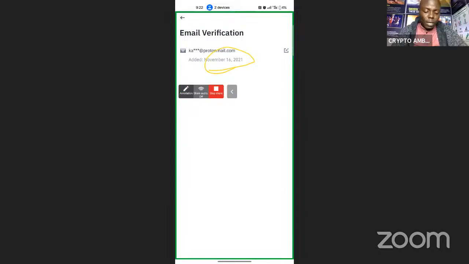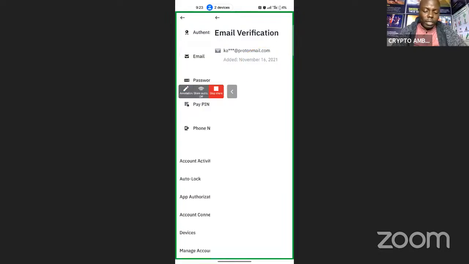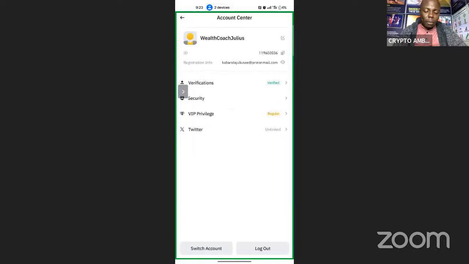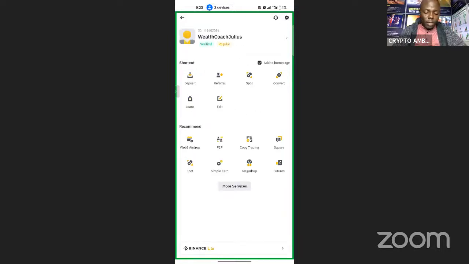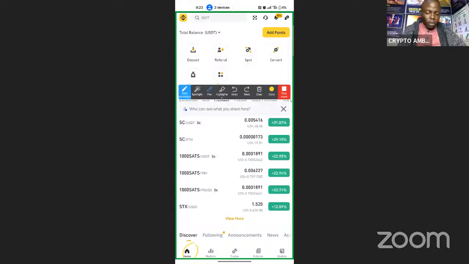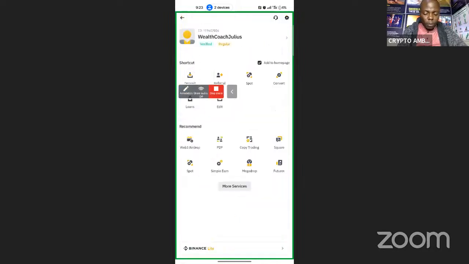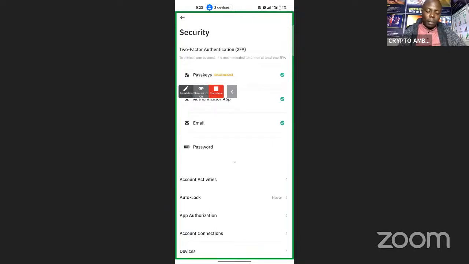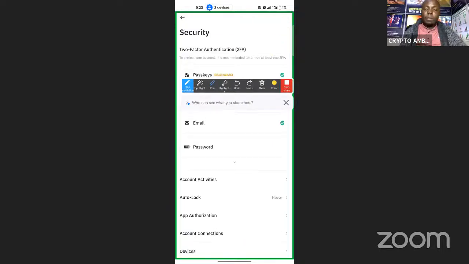So the steps are very simple. Create the email, that's the first step. I'll use Binance as an example. This will save you from phishing attacks. Make sure you tap on home, then tap on the Binance icon above, then tap on this arrow here. Then you come on security, then you come on email. Make sure it's using an encrypted email address.